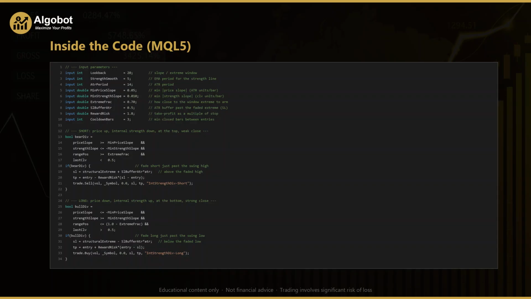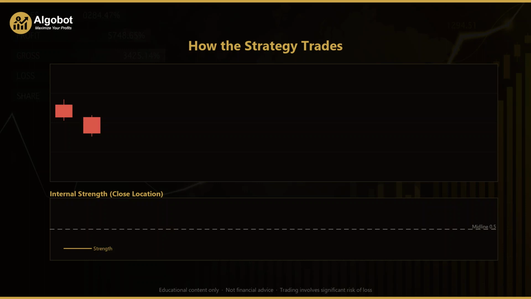Price slope falling, strength slope rising, range position near the bottom, and the last close location value above 0.5, a strong close. Then the stop goes below the faded low. The take profit is the reward to risk multiple above entry, and trade.buy sends the order. Same skeleton, opposite direction. Let's bring this to life on the chart, and we'll take it candle by candle.